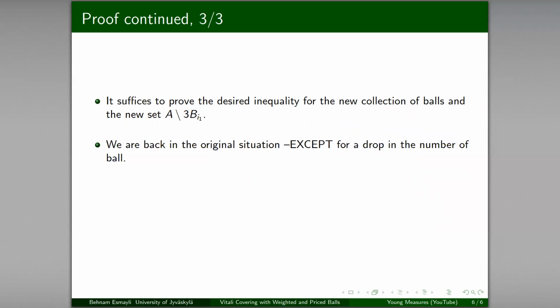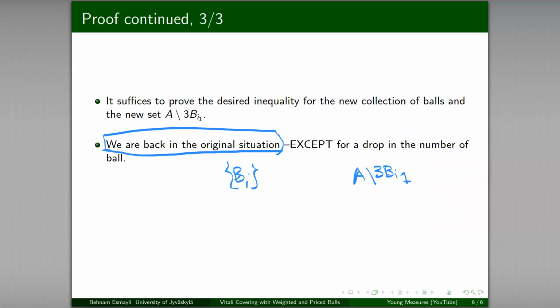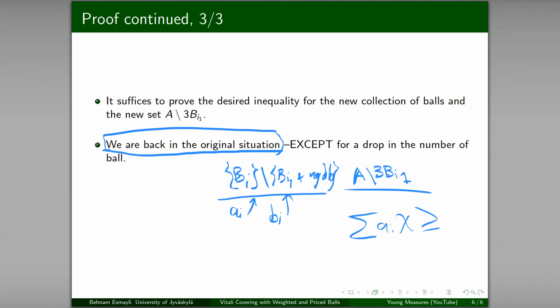So let's, without further ado, go to the punchline. We are back in the original situation. We have a set, but this time it's A minus 3BI1. We have a collection of balls, so these will be the BIs, except for BI1 and neighbors. We have the weights. Weights are again the same. And we have prices associated with them. And then we have this weighted covering, the sum is bigger than the characteristic function of A minus 3BI1.